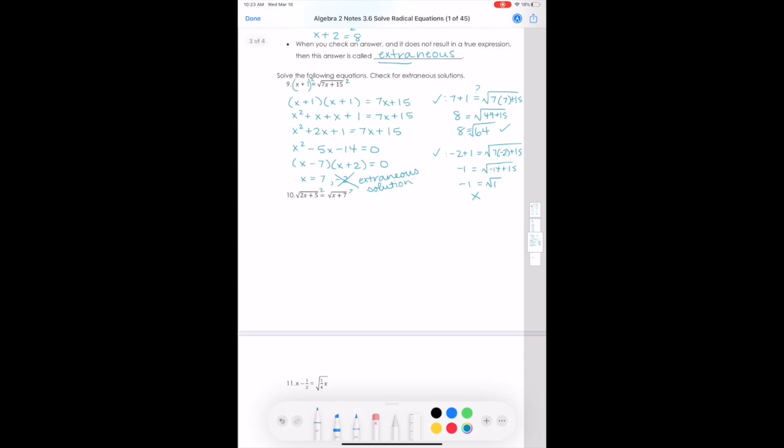Right, and moving on to number 10. Square both sides. This one we don't have to FOIL, thankfully. It's a little faster. Just gets rid of the square root. And then I'm just simplifying. I didn't write out all my steps, but y'all know how to solve equations, hopefully, at this point. And then I'm going to check and make sure 2 is truly an answer. Looks like it.